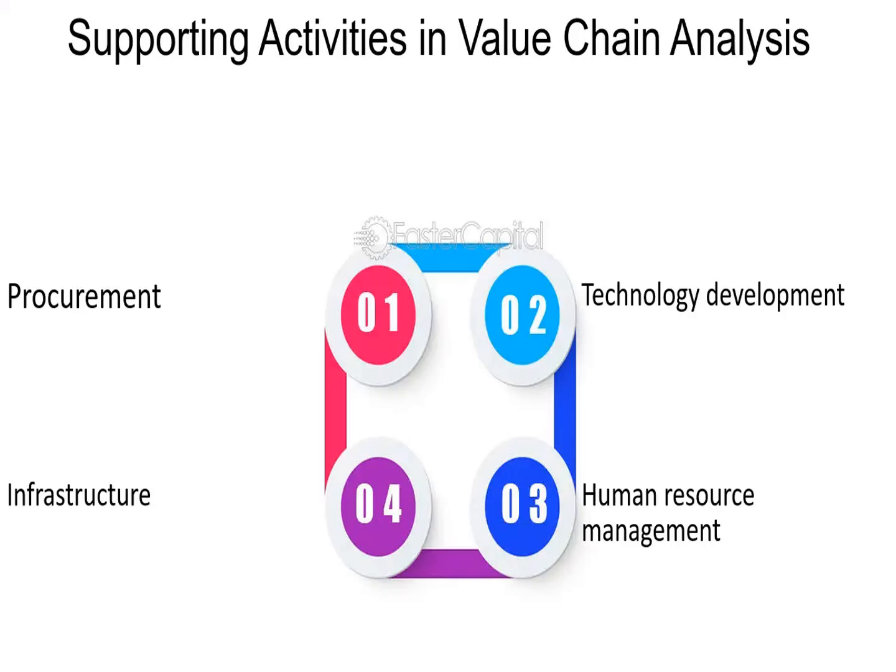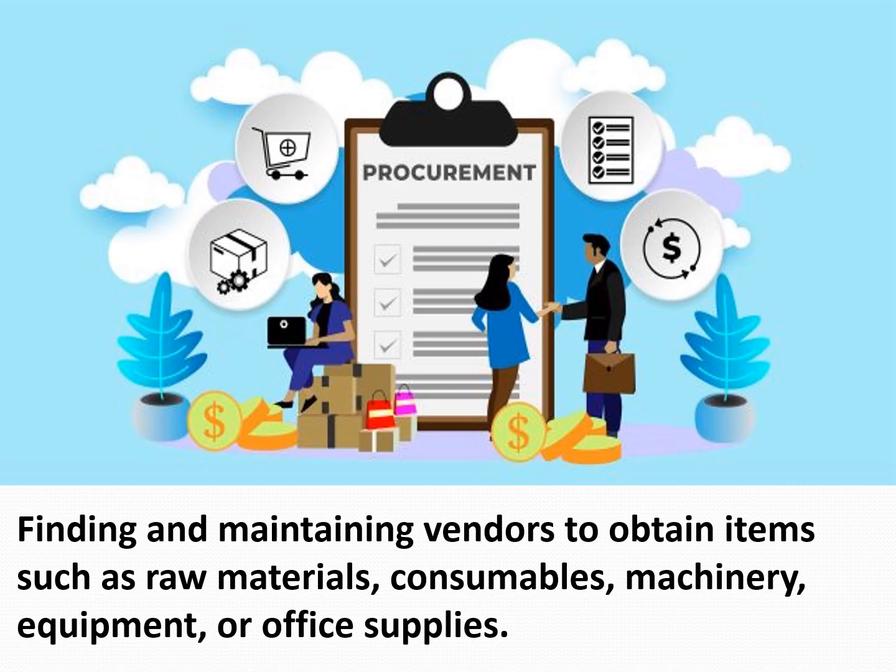After discussing the primary activities, now let's talk about the secondary or supporting activities in a value chain. These are procurement, technology development, human resource management, and then firm infrastructure. Now let's discuss these one by one. So the first one is procurement, in which we find and maintain vendors to obtain items such as raw materials, consumables, machinery, equipment, or office supplies.